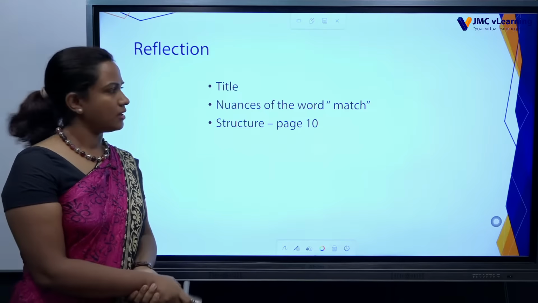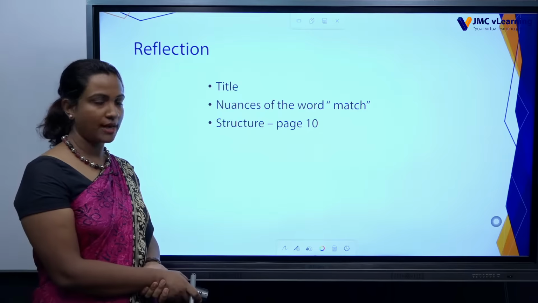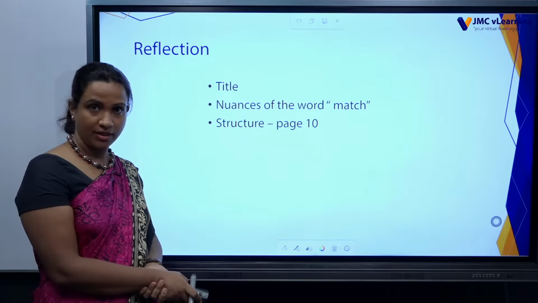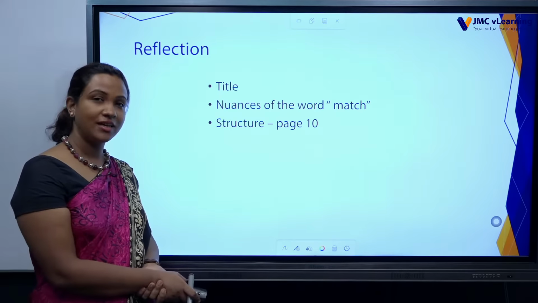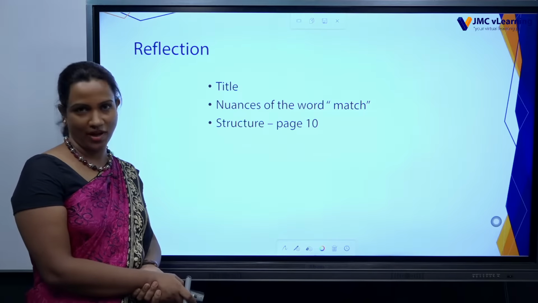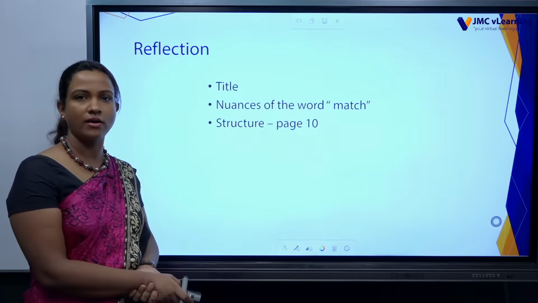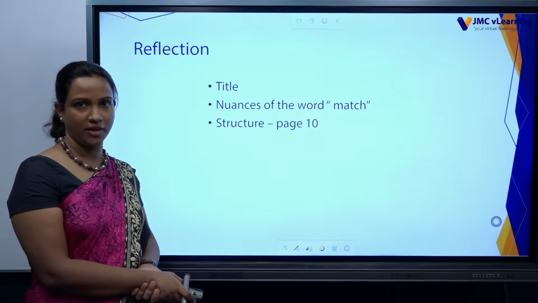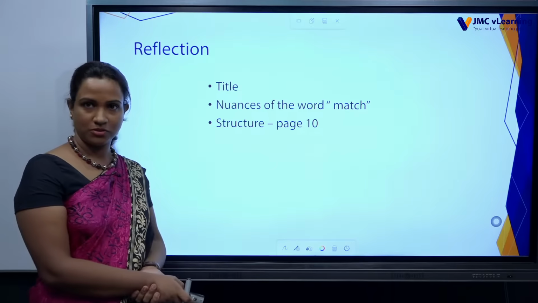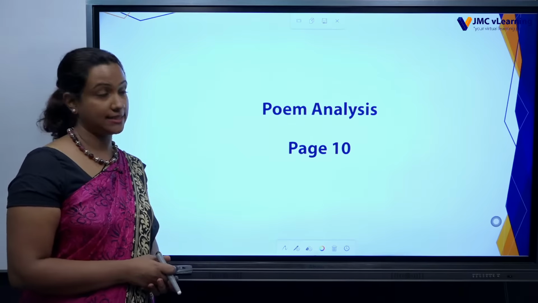Structure. So children, I suppose you have to go back to your anthology and turn to page number 10. In that you will see Big Match 1983 is the longest poem in your anthology, which has 7 stanzas and 61 lines. It's the longest poem in the anthology. So have you seen that? Page number 10. Poem analysis.